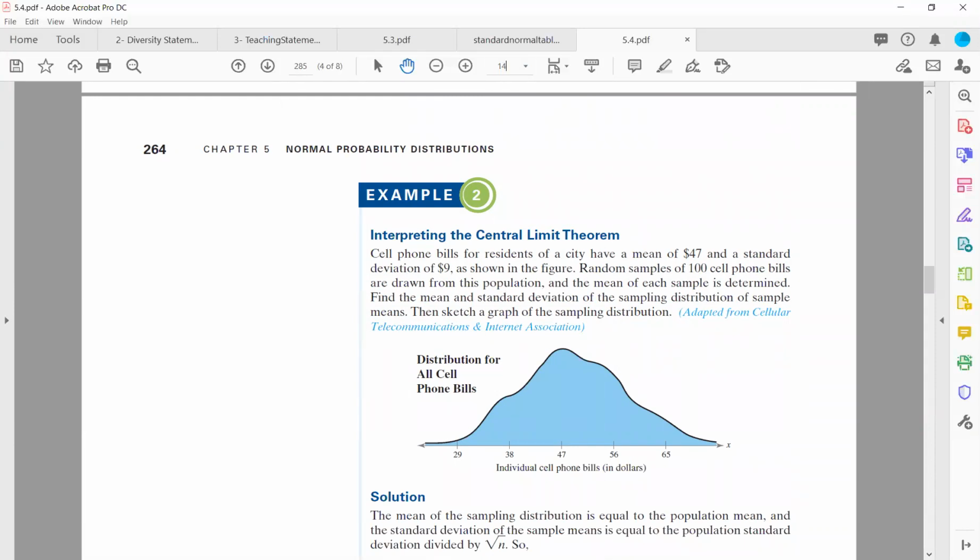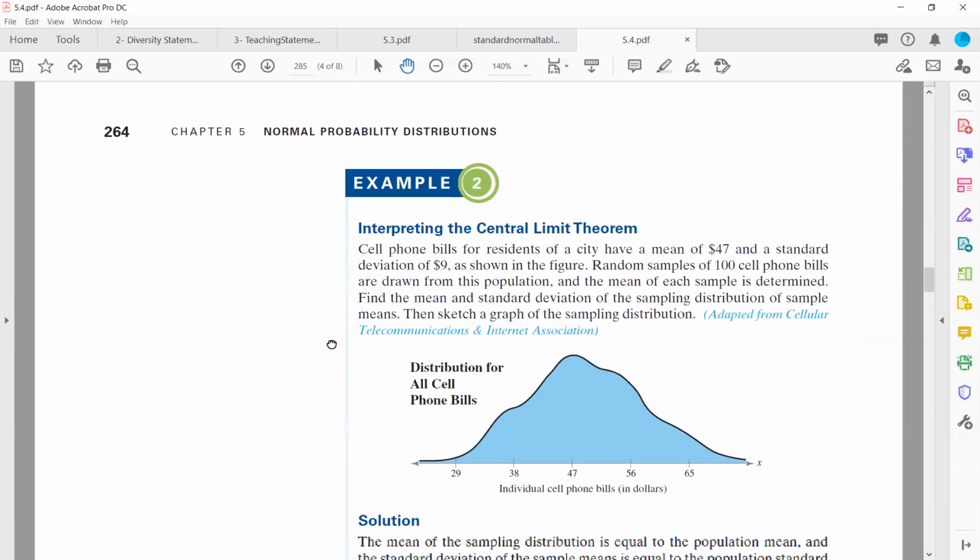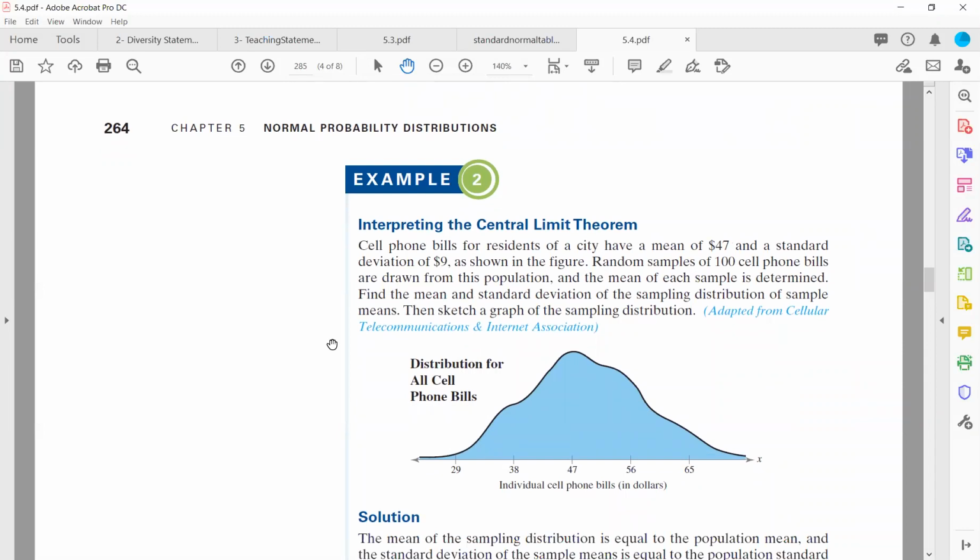So here you have cell phone bills for residents of a city with mean $47. So the mean is given. Standard deviation is also given, which is $9. You have random samples of 100 cell phone bills, so n is equal to 100. n is already greater than 30 and we're fine.